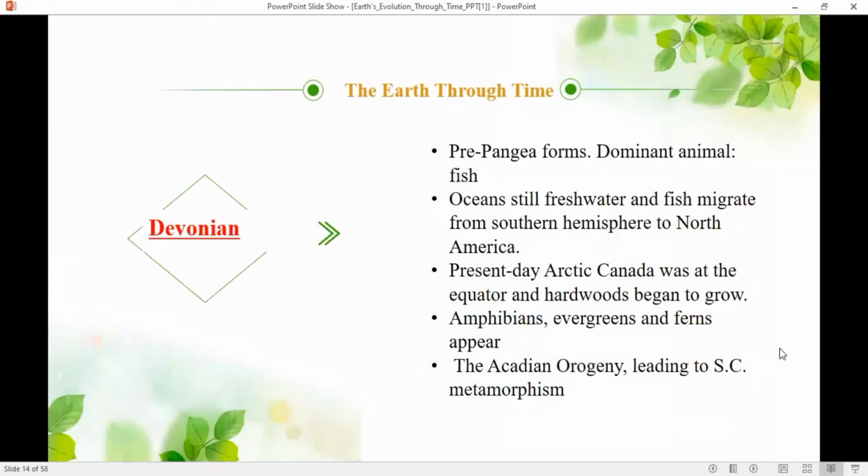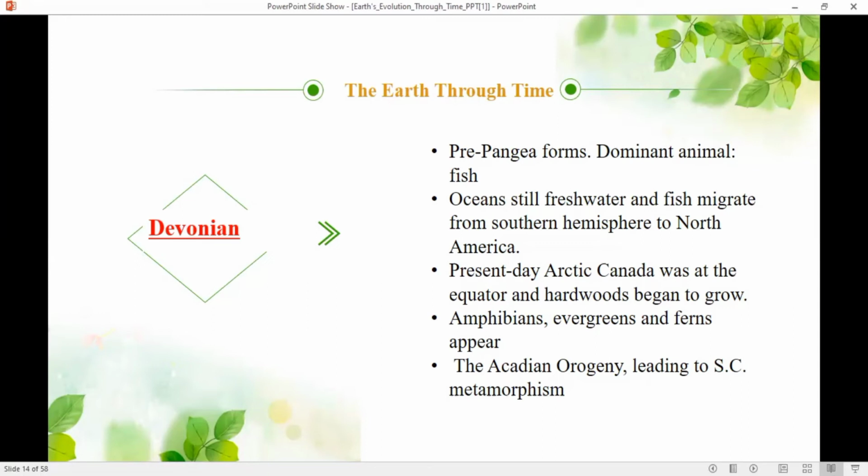In the Devonian period, the pre-Pangea forms. In the Silurian period, the appearance of fishes was widely spreading, while in this period, the dominant animals seen were mostly the fishes. Then the fish migrate from the southern hemisphere to North America. Present-day Arctic Canada was at the equator and hardwoods began to grow.